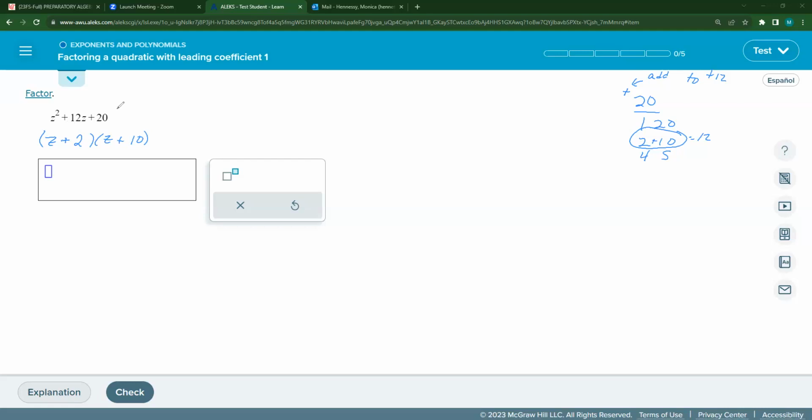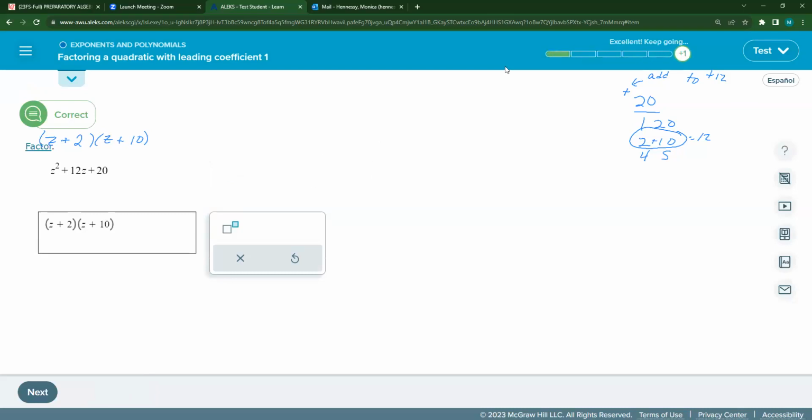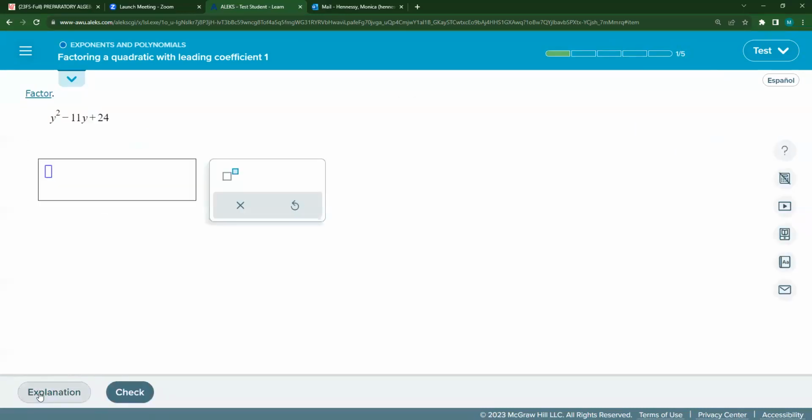I could double check it by foiling it back out. However, we're going to go with this. And type our parentheses, z plus 2, z plus 10. And those parentheses could be in either order. I usually have the smallest one first, but it doesn't matter. So we check, we clear, and we get our next problem.